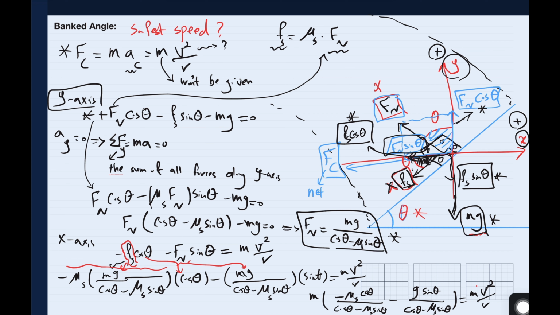And then as you can see, I can cancel out the mass, and then I have g, and I have the sine and cosine of the angle. I can easily calculate with a calculator. So then I have every single number here, and I have the radius, and I have mu s. So all numbers here are given, so you can easily calculate the safest speed here.